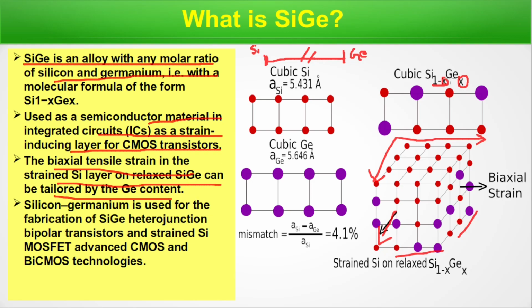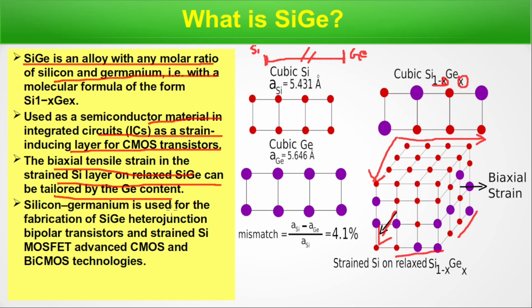is caused by the lattice constant of silicon germanium. Now the lattice constant of silicon germanium can be altered by the percentage of germanium. Germanium percentage alters the lattice constant of silicon germanium, and that mismatch actually creates strain in silicon. So how much strain should be applied on silicon? We can control it by controlling the percentage of germanium.